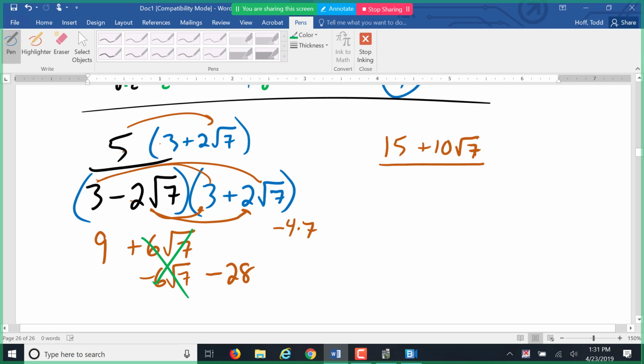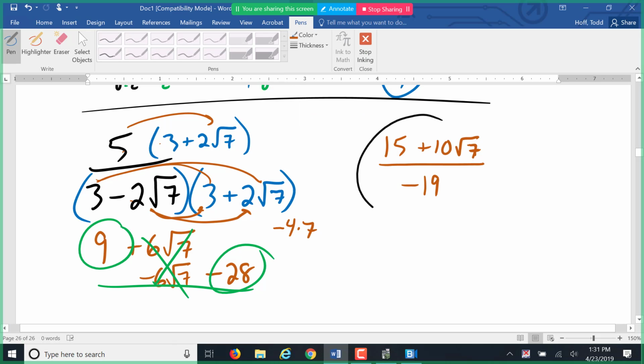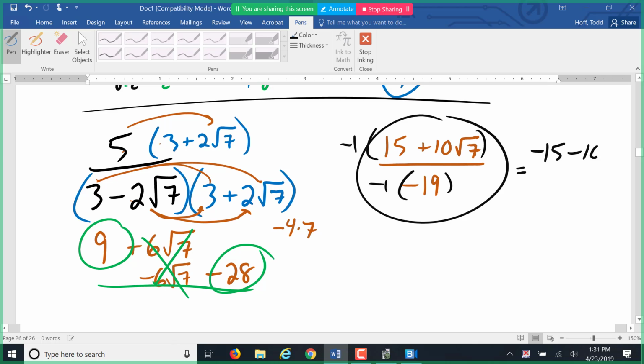So the 6 root 7 and negative 6 root 7 cancel out. 9 and negative 28 make negative 19. For my purposes, if you leave it like that, I'm okay with it. My Math Lab generally prefers you to get the negative out of the denominator. So you'd multiply numerator and denominator by negative 1 to get rid of that. So they'd write it as negative 15 minus 10 root 7 over 19.